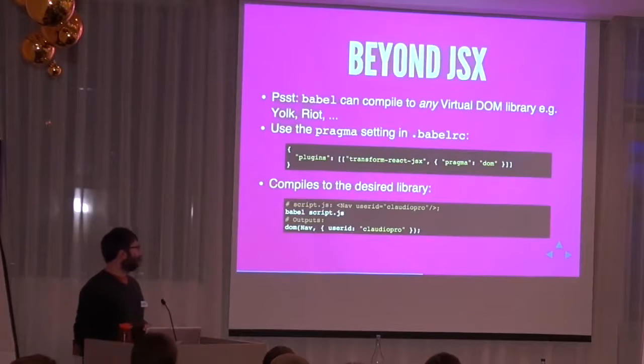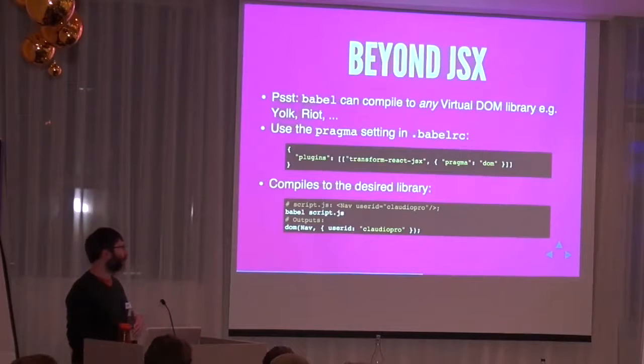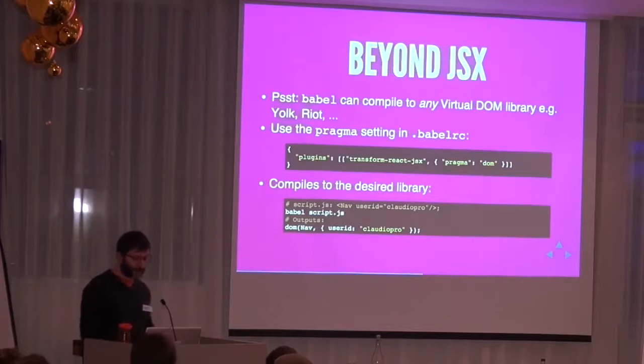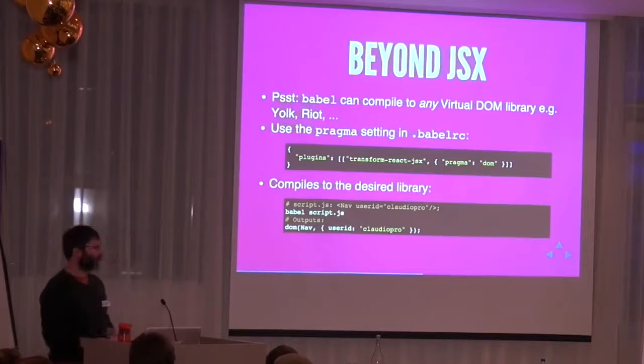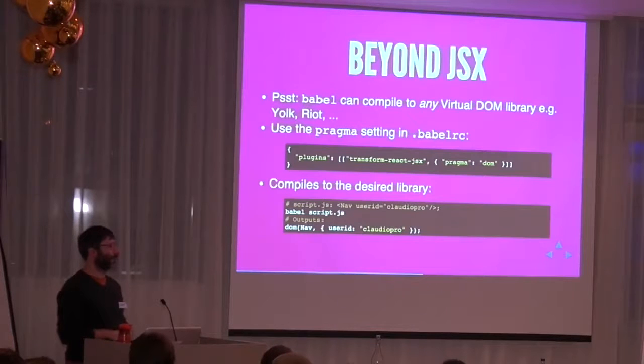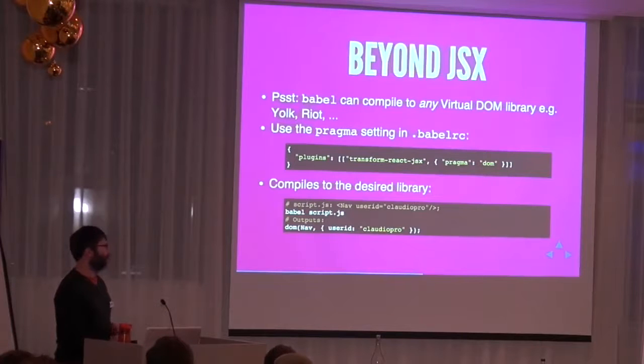And you normally associate it with a JSX compatible virtual DOM library. So the effect of that Babel RC option is that script.js is not compiled to React.createElement, but instead is compiled to DOM with the same arguments that you would normally receive with React. So this allows you to compile to other JSX compatible libraries like Riot and others, which is part of a booming ecosystem, which is amazingly fast growing.